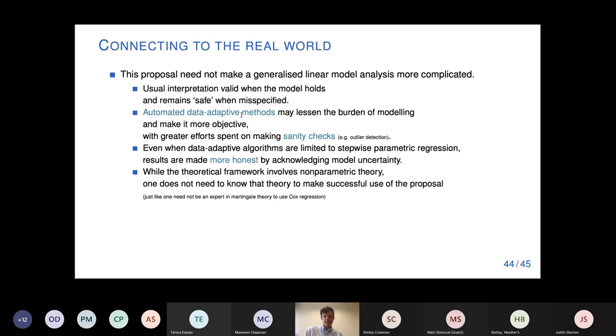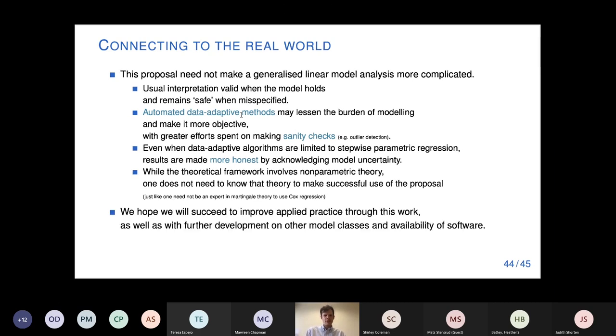Something similar is that Cox regression, the theoretical underpinning of the Cox model, relies on martingale theory, which is similarly complicated to the nonparametrics, but one doesn't need to be an expert in this in order to report results from a Cox model. So we hope we've succeeded in improving applied practice through this work, as well as through further development on other model classes and the availability of software.